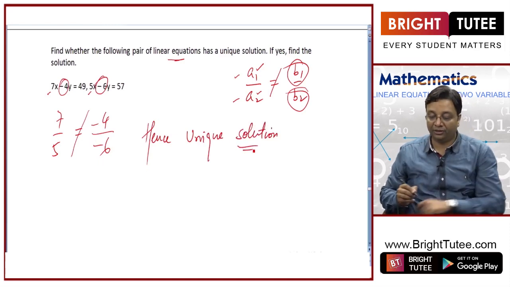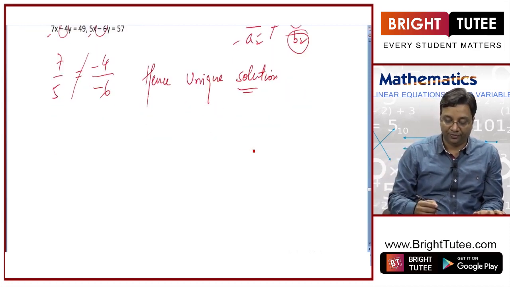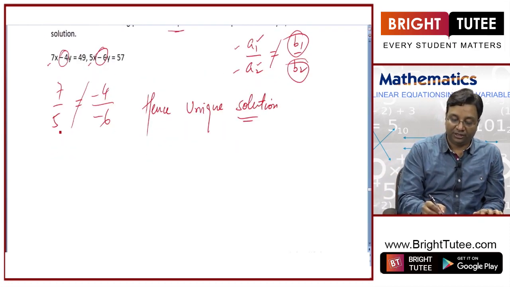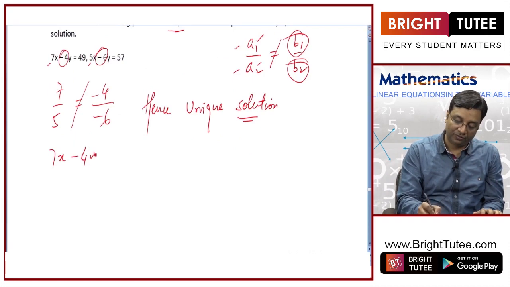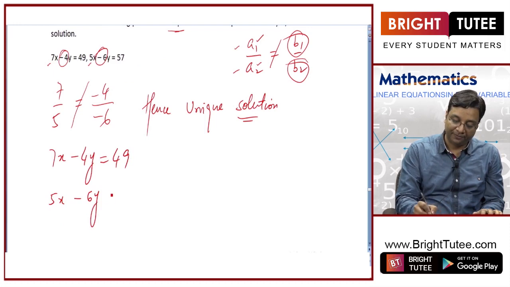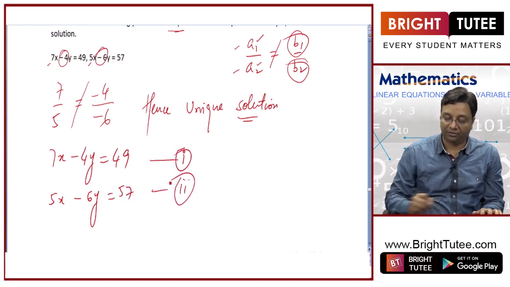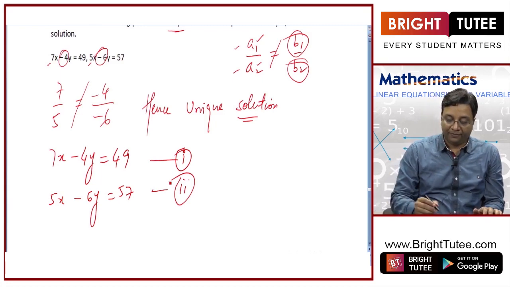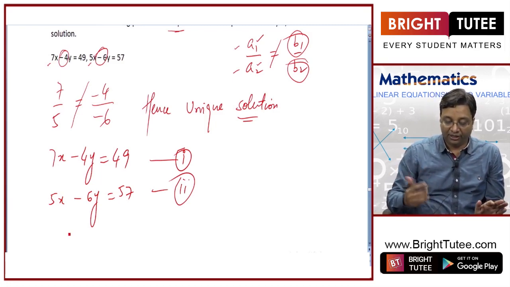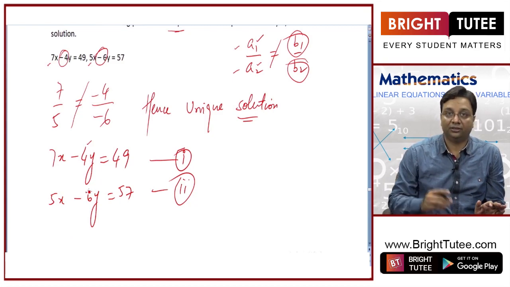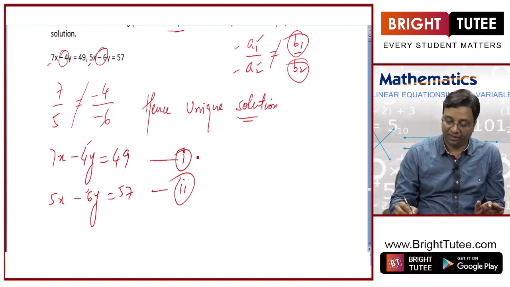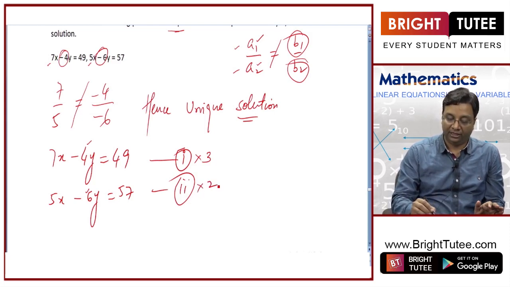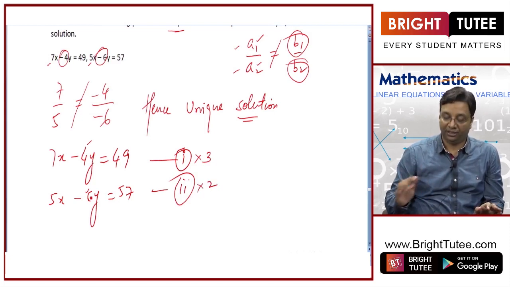This is the first part of the question. Now I need to find the solution. So let me write the equations once again. 7x minus 4y equals 49. 5x minus 6y is equal to 57. This is equation number 1. This is equation number 2. Okay. So which coefficient would you like to equate? This is 4, this is 6. So their LCM is 12. If I multiply this by 3 and this equation by 2, the coefficient of y will be equal.